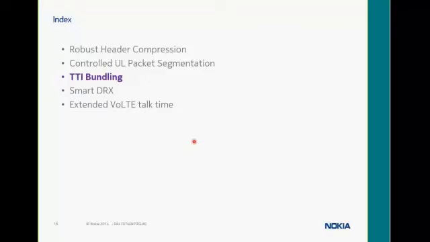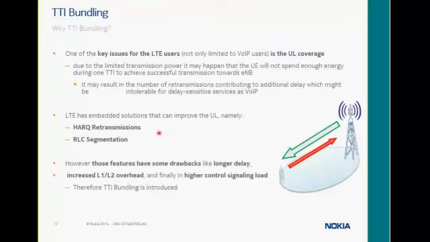Very well. Another one gone. Let's move on then to TTI bundling. What I understand, it's a bit more complex. Well, there always should be good reasons for introducing complexity. What's the reason in this case? The reason for TTI bundling is actually going to be helping me ensure I have better coverage, similar to robust header compression, or similar to uplink packet segmentation.